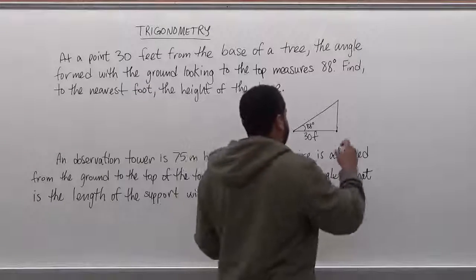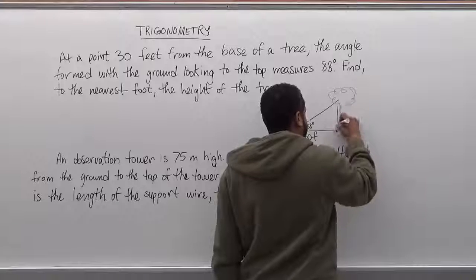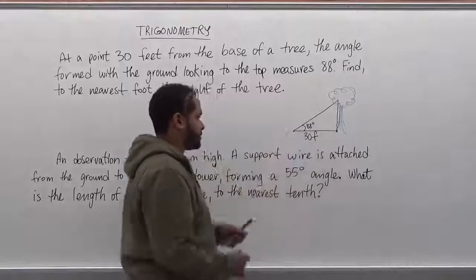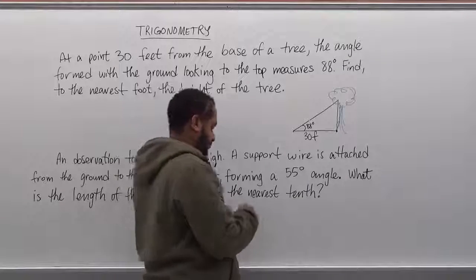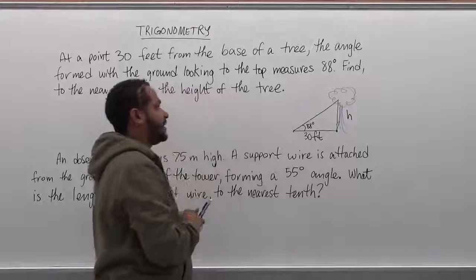If we want to envision anything about this, we could say this is the tree over here, right? Here's the base, the trunk of the tree. And the distance from here to this point is 30 feet. Now what we're looking for is the height of the tree. So we'll call that side H.